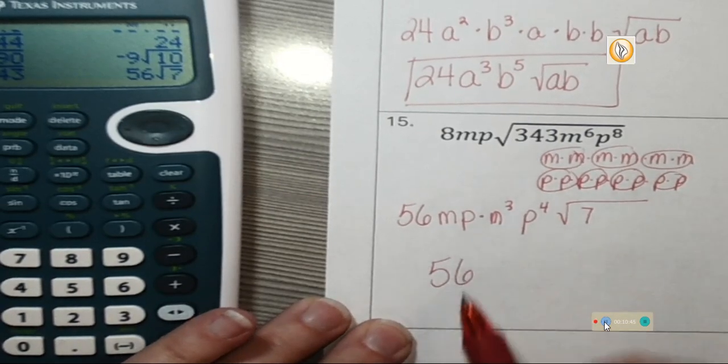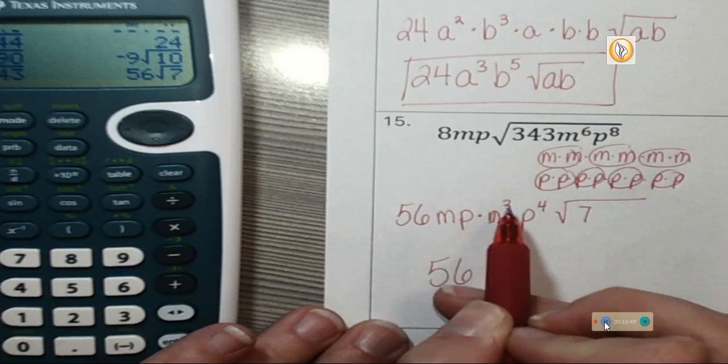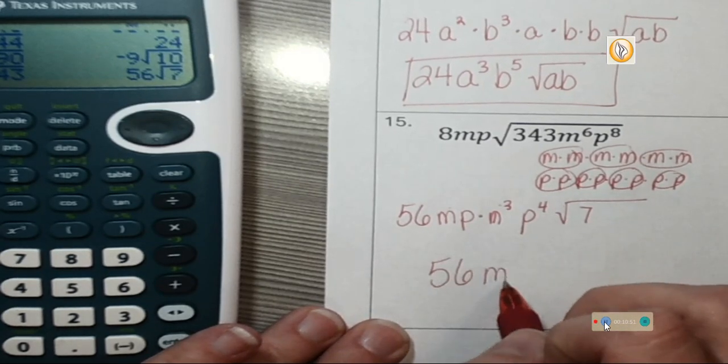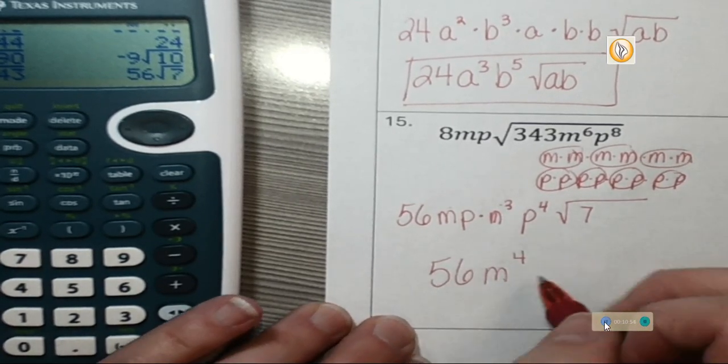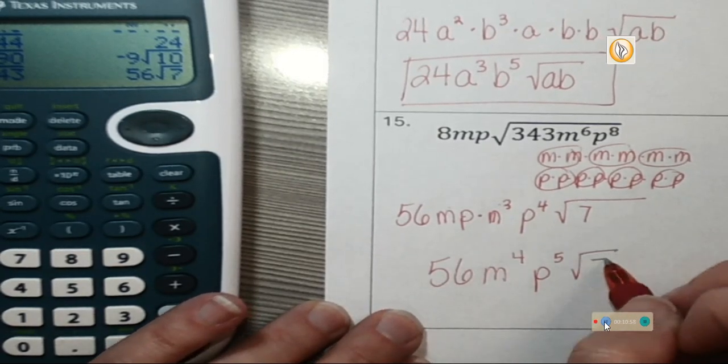You've got 56. If you had 1 m and then 3 more walk in, that's 3 plus 1 is 4 m's. And you got p to the 5th. So 4 and 1 more, square root of 7.